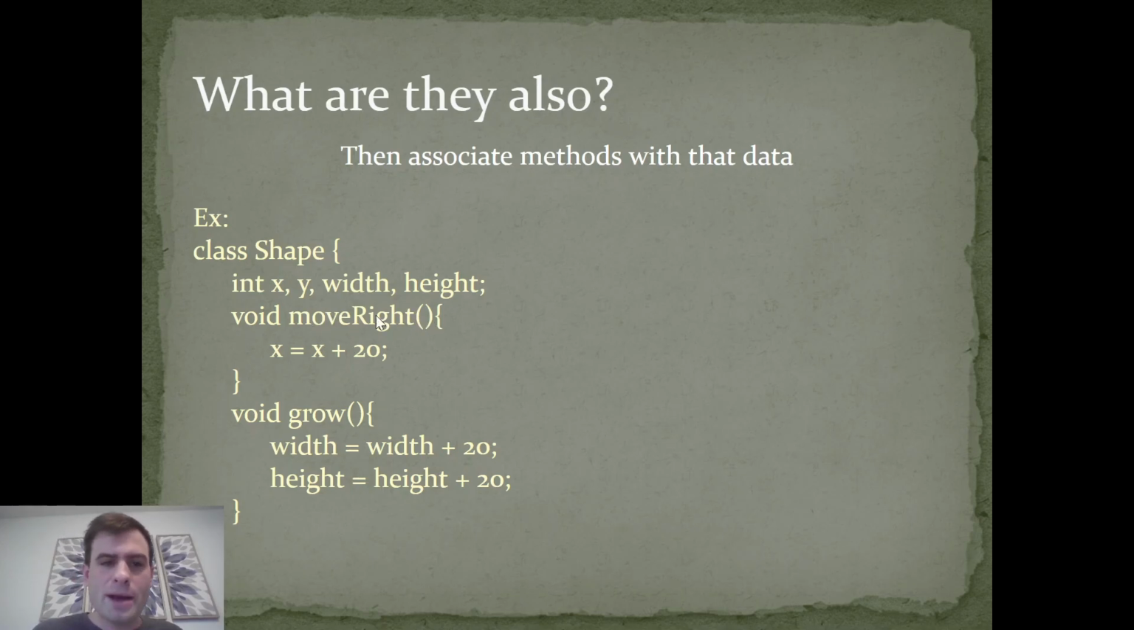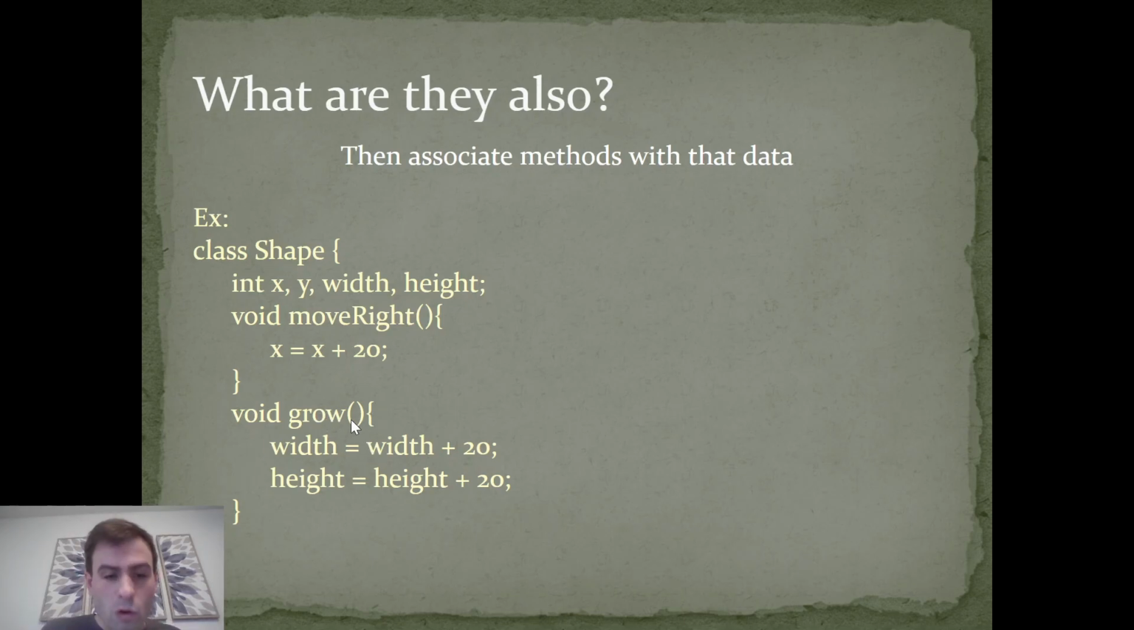This moveRight method allows the shape to take our X value and make it X plus 20. What does that do? It increases the X value by 20. So if it started at 50, now it's at 70. If it's at 100, now it's at 120.